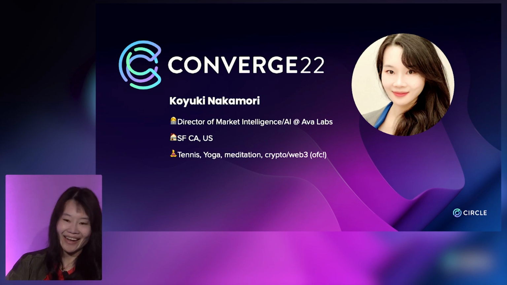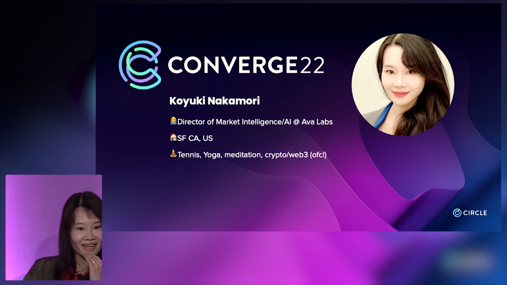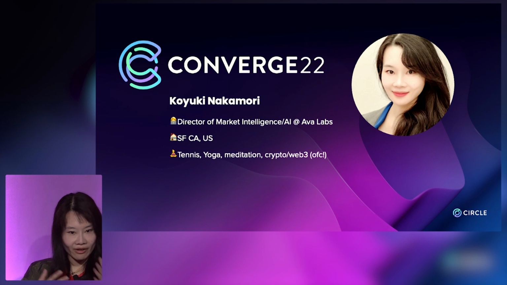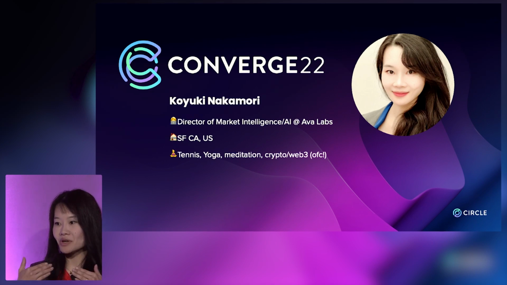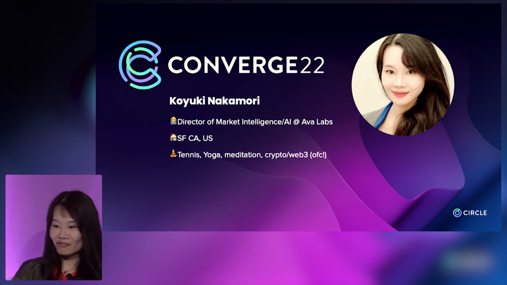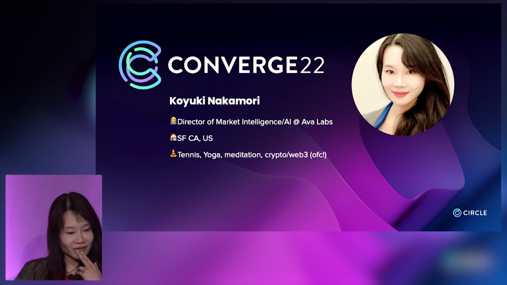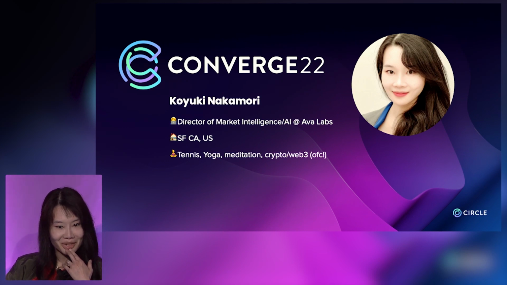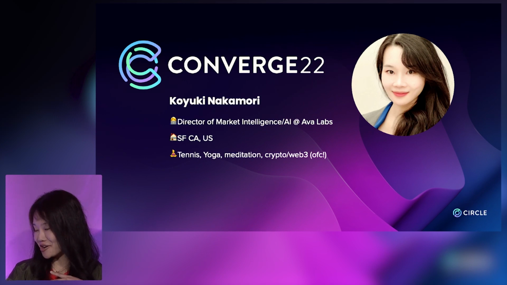I'm all right. Well, I'm the director of market intelligence AI at Avalanche. So Ava Labs is the company behind Avalanche, which is one of the most prominent L1s out there. I live in SF, not far away from here. I just walked over here, so good to be a local. I enjoy tennis, yoga, meditation, and of course, crypto and Web3 have been near and dear to my heart.